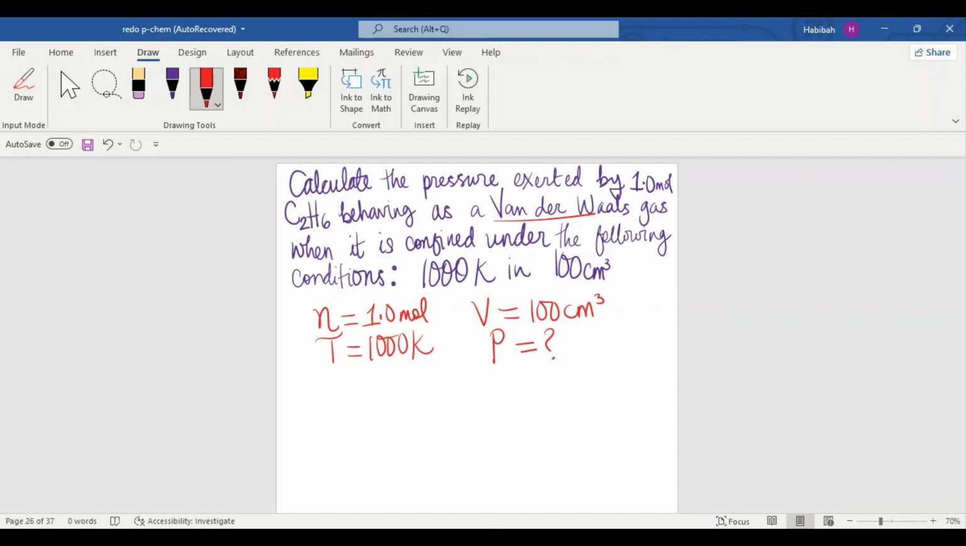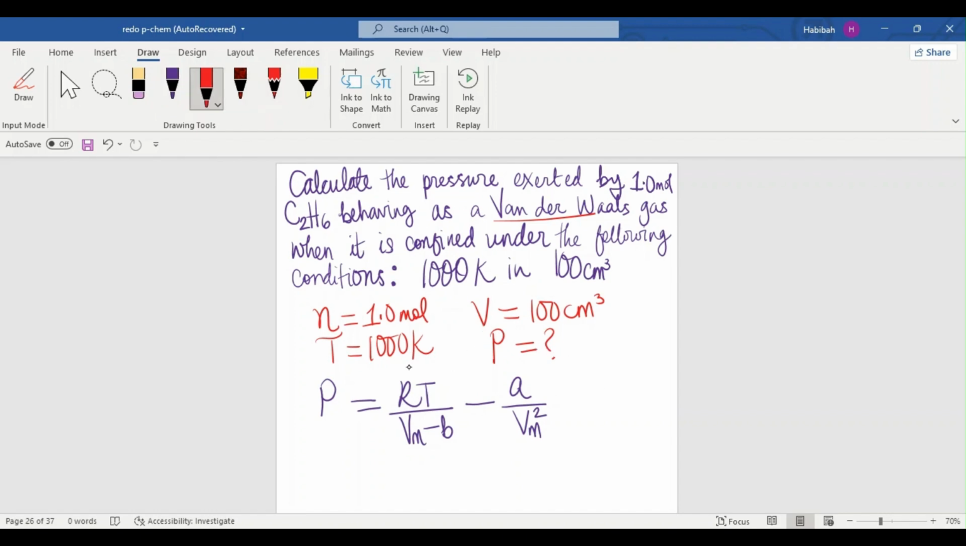So the first thing you do is remember that whenever you're dealing with a van der Waals gas and you're asked to determine pressure, there's just one formula that we use, which is pressure is equal to RT, so the gas constant times temperature, divided by the molar volume minus the parameter of the van der Waals, which is B, minus another parameter A divided by the molar volume squared. So A and B are parameters for the van der Waals gas that are unique to that specific gas. So basically it's like a fingerprint, right?